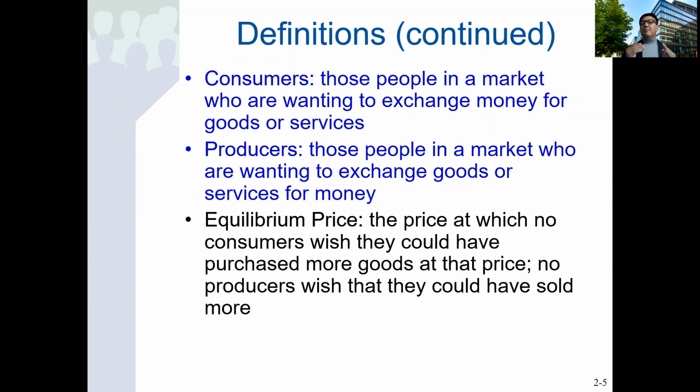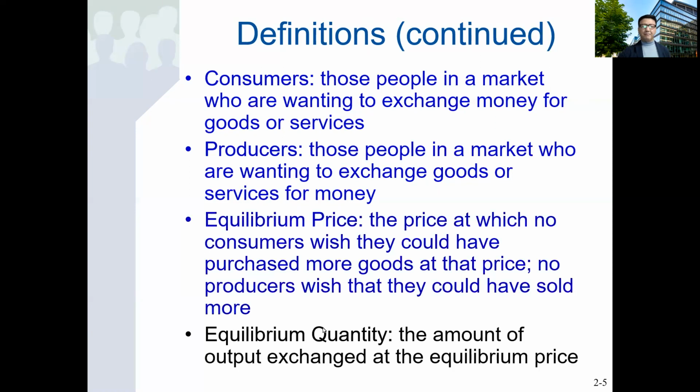But when we talk about equilibrium prices in the context of supply and demand, the aggregate demand and aggregate supply, it has a slightly different implication, as you'll see. So the equilibrium quantity is the amount of output, of goods or services, that you exchange at the equilibrium price. All right, and then quantity demanded and quantity supplied.